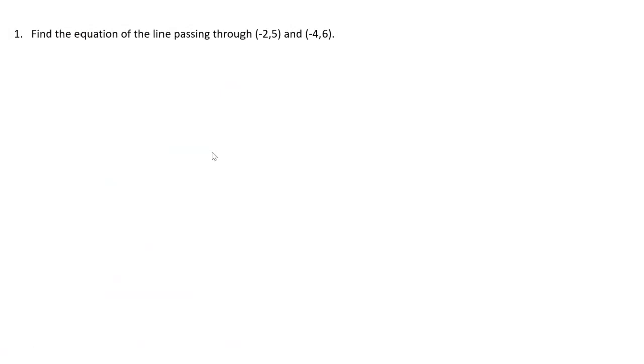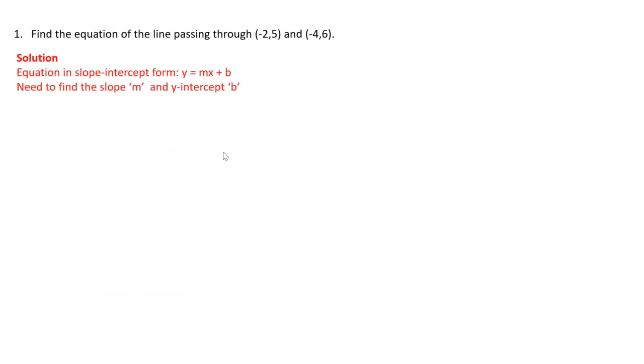Number one states, find the equation of a line passing through the points negative 2, 5 and negative 4, 6. Here we need to find the equation in slope-intercept form, which is y equals mx plus b. So we need to find the m, which is the slope, and the y-intercept, which is b. This is my slope formula: m equals y sub 2 minus y sub 1 divided by x sub 2 minus x sub 1. And the y-intercept is b equals y minus mx.